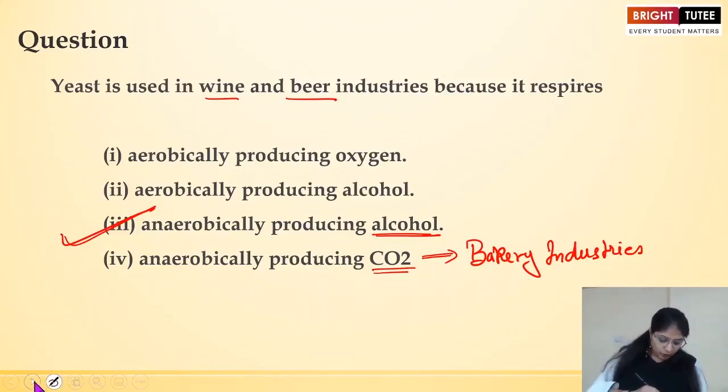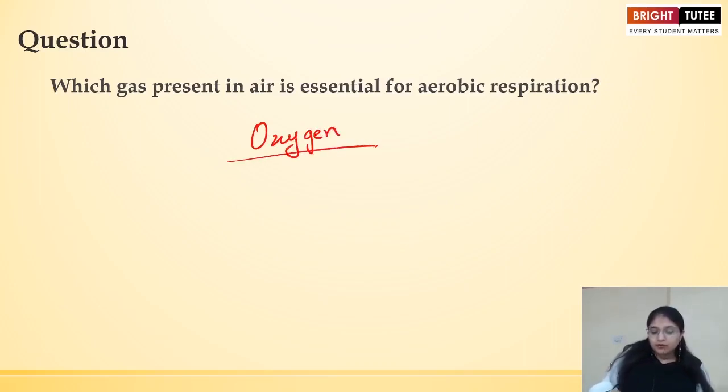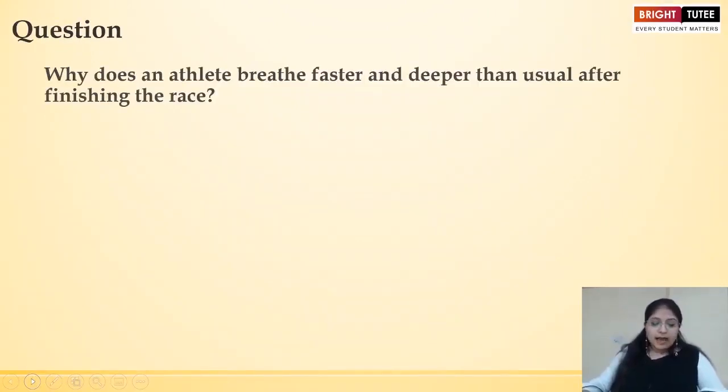Now, moving on to the next question. Which gas present in air is essential for aerobic respiration? So oxygen present in the air is important for aerobic respiration. Why does an athlete breathe faster and deeper than usual after finishing the race? Why do they do that?